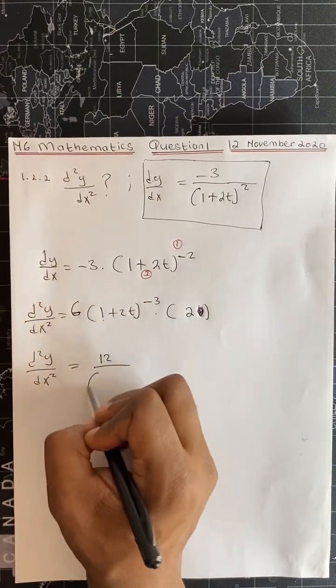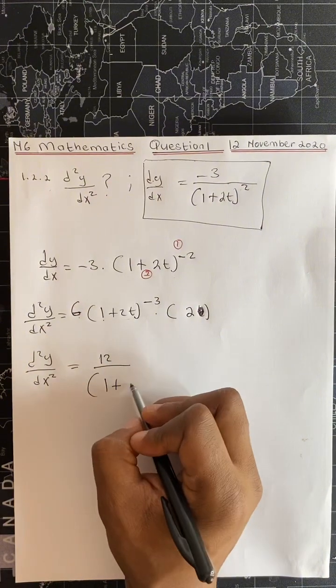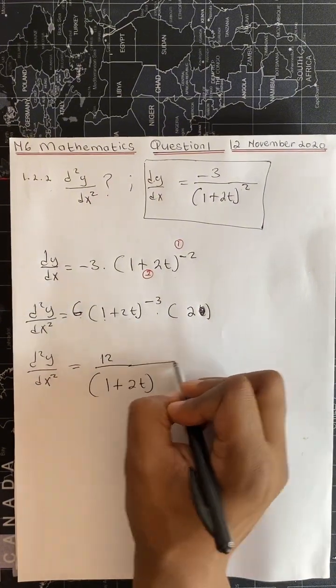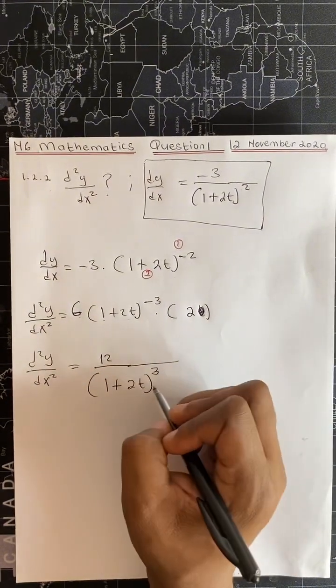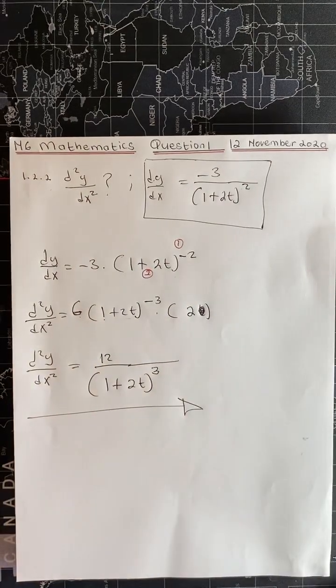And again, we take this back to our denominator, and the exponent is going to change sign from negative 3 to positive 3. And this will be our answer for question 1.2.2.